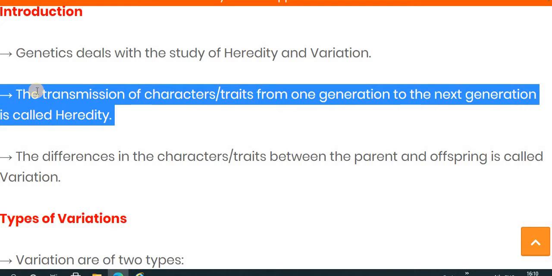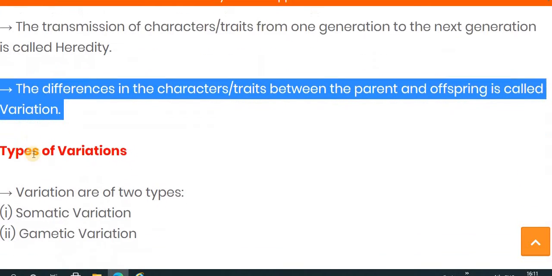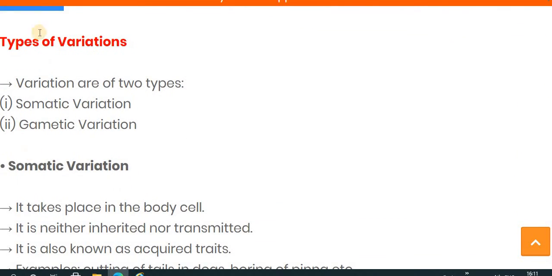Heredity means the transmission of characteristics, or you can say the traits, from one generation to the next generation. Another definition is of variation. Variation means the difference in the characters, or you can say the traits, between the parent and their offspring.